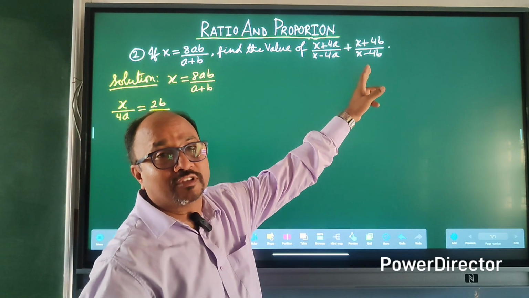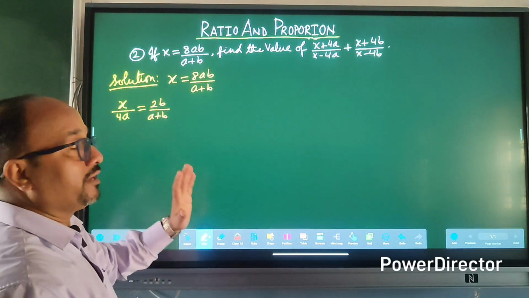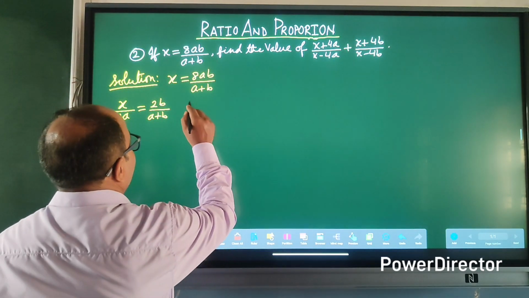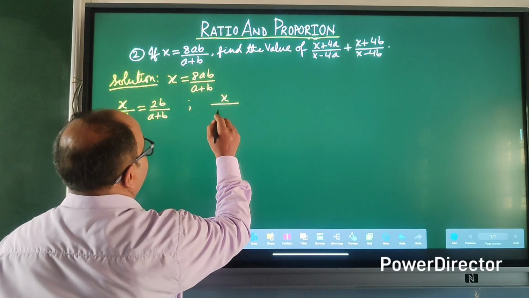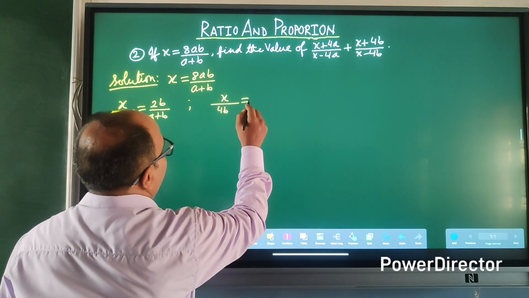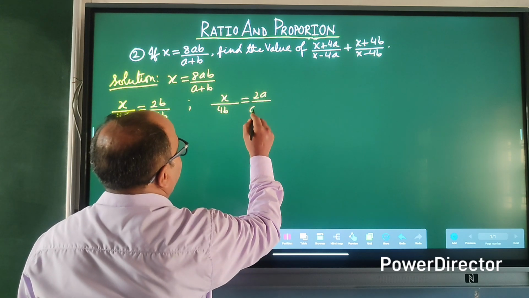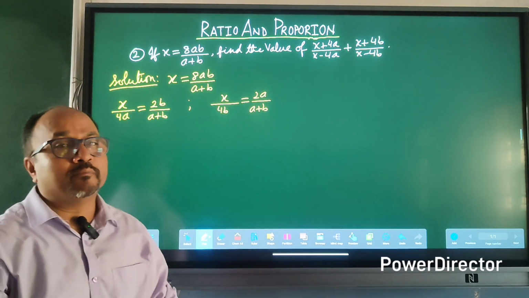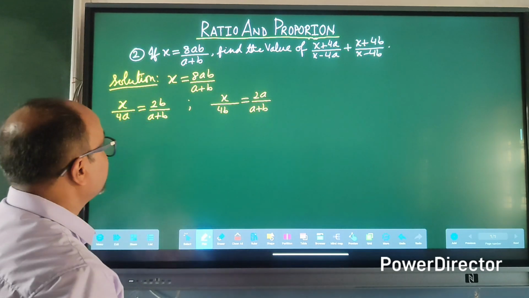To get the value of this part, because with x it is 4b, the way I have brought 4a here, I will try to bring the 4b. So I get here x by 4b equals to, now it will be 2a by a plus b. Now I will be applying componendo and dividendo to this part. Okay. So let us see.